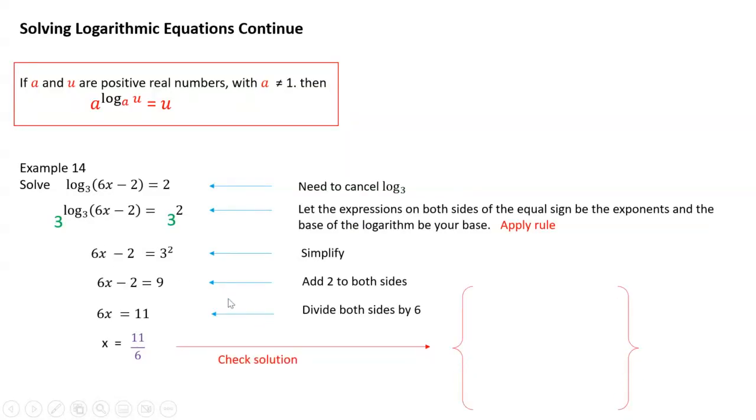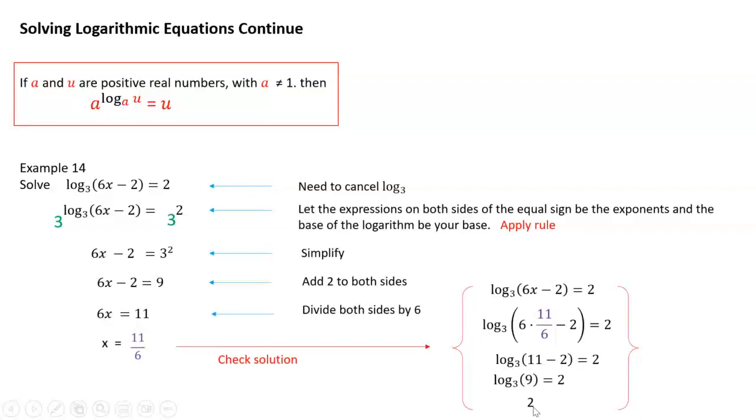So we're going to plug it in where the x is. Right? X is 11 over 6. So this gives us log base 3 of 11 minus 2, because 6 times 11 over 6 will give us 11. Now 11 minus 2 is going to give us 9. Now if we put this in the calculator, guys, it's going to give us 2 equals 2. So I know that's my solution.